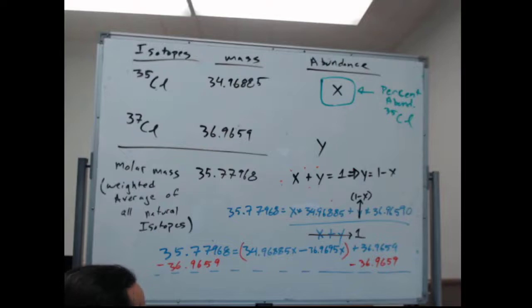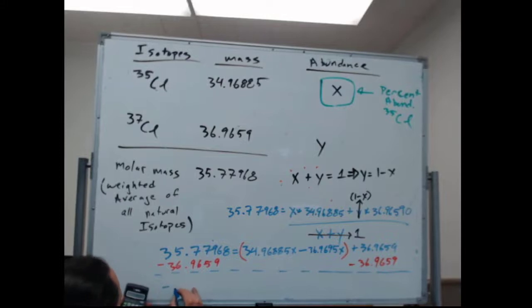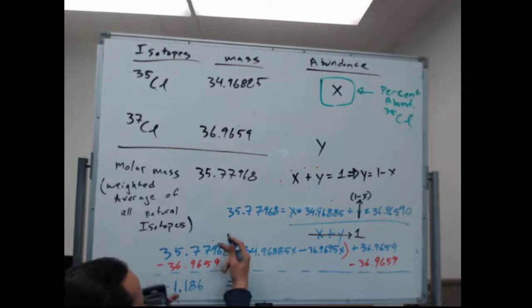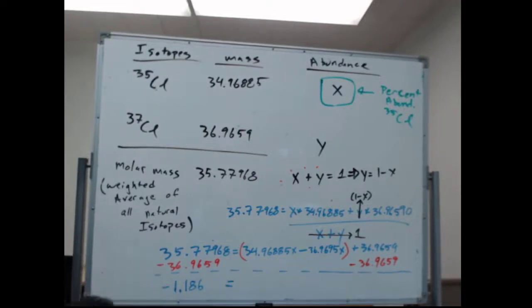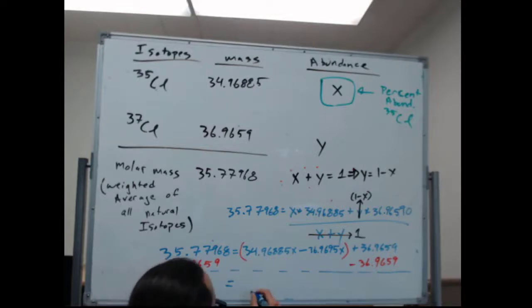9659. I appreciate any of you that want to do this problem at the same time, kind of follow along. Make sure I don't make any typos in my calculator. It's always frustrating. So those two numbers subtracted gives me negative 1.186. Over here I've got 34.9688 minus 36.9695.